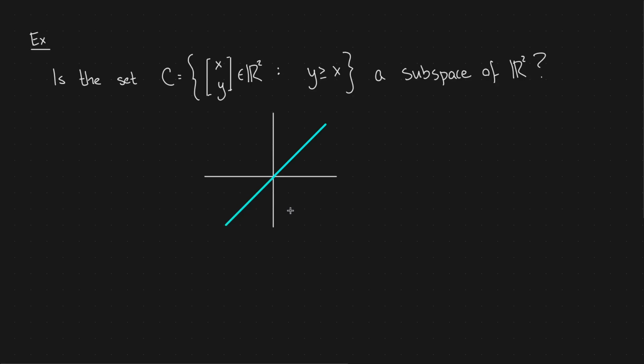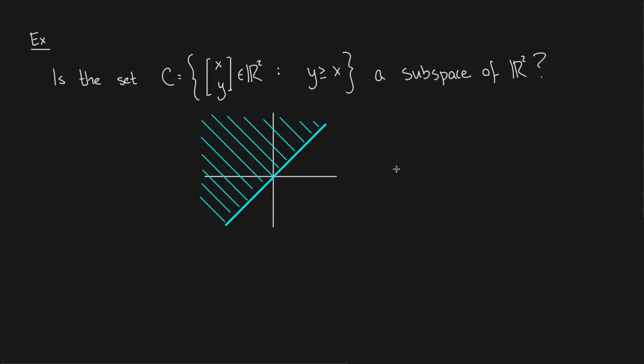And if you're not sure which side to shade, plug in a point and see if that point makes the inequality true. So if I plug in the point 0, 2, the inequality is true, right? 2 is greater than or equal to 0. And so I would shade this side. So I'm checking if this region is a subspace of R2. That half of the plane.